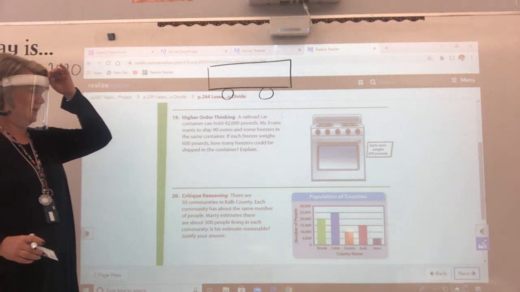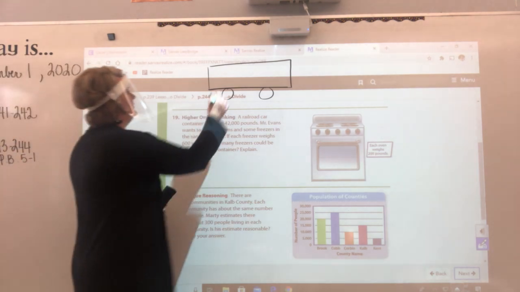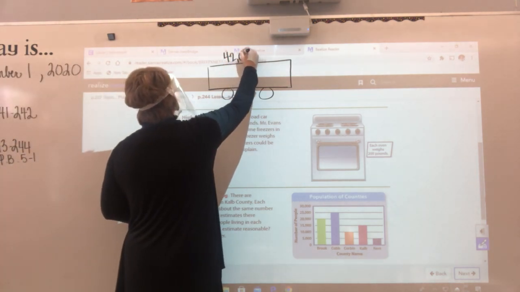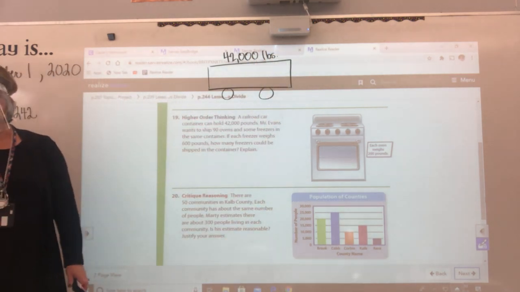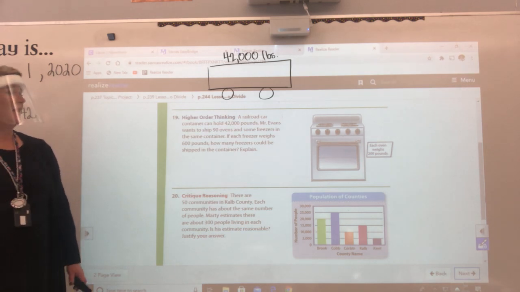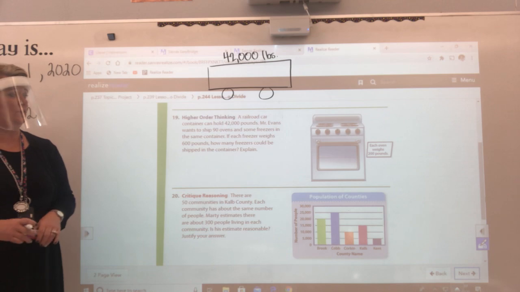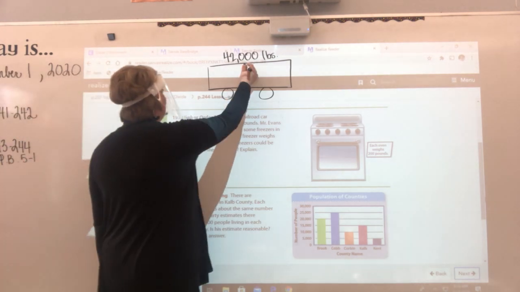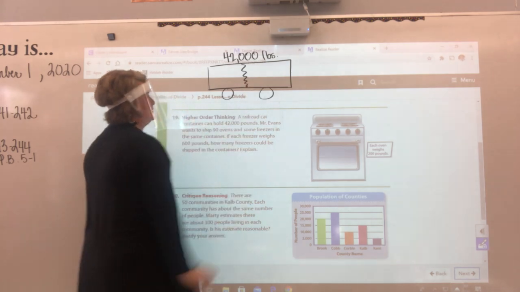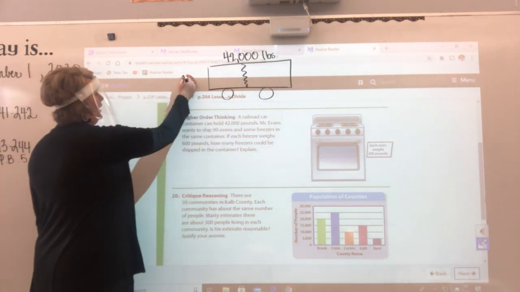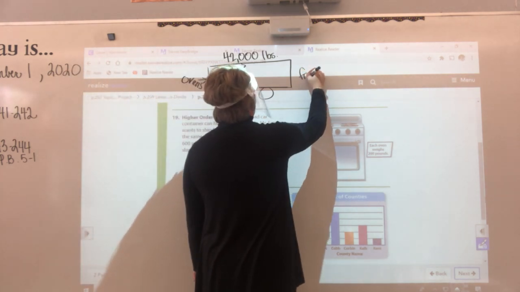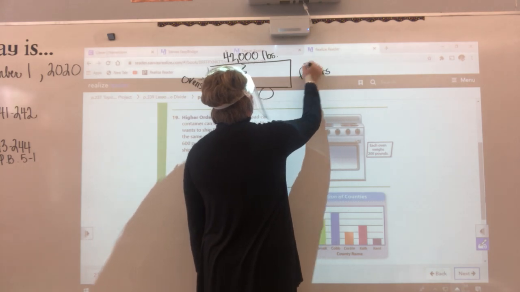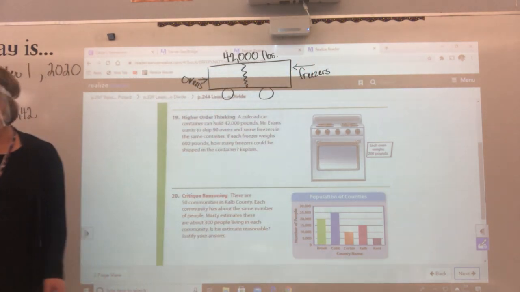Yeah, on scrap paper. And on top of this car, I want you to put 42,000 pounds. That's how much can be held in that car. That's a bunch. And we know that ovens and freezers are going to go into this particular car. So I want you to draw a line like this. And over here put ovens, and over here put freezers. So one side of the railroad car is for ovens and one side is for freezers.